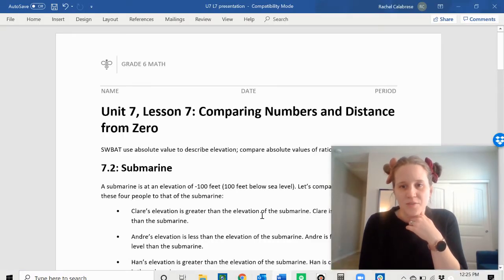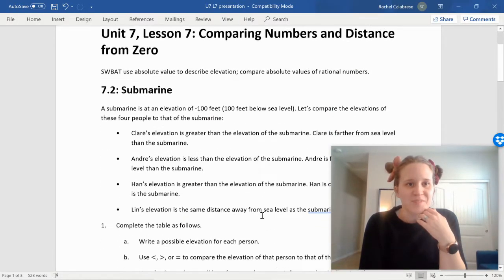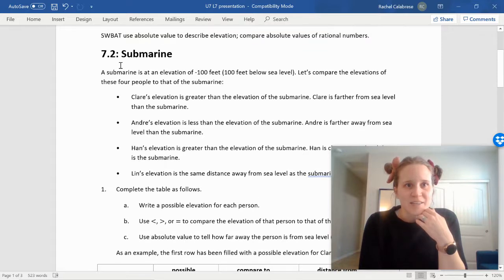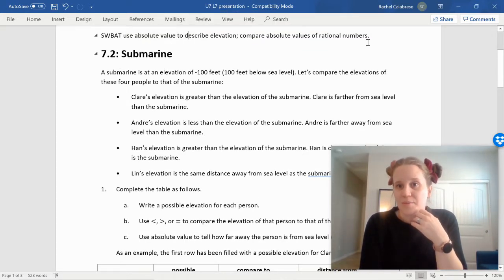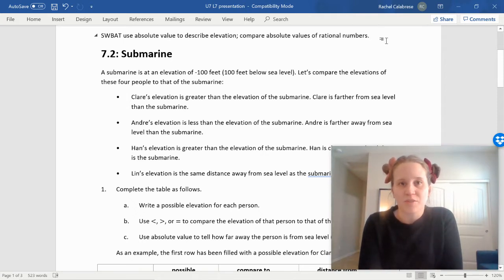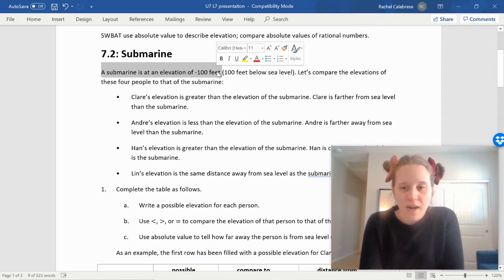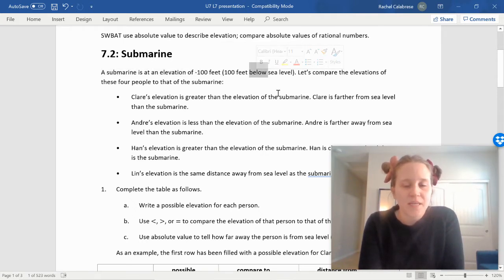Before we dive in, we need to read the task. Today, we are using absolute value to describe elevation, and we're going to compare the absolute values of rational numbers. So those are positive and negative whole numbers, fractions, and decimals. Here we go. Let's talk about submarines. A submarine is at an elevation of negative 100 feet. Remember, that means 100 feet below sea level. Let's compare the elevations of these 4 people to that of the submarine.